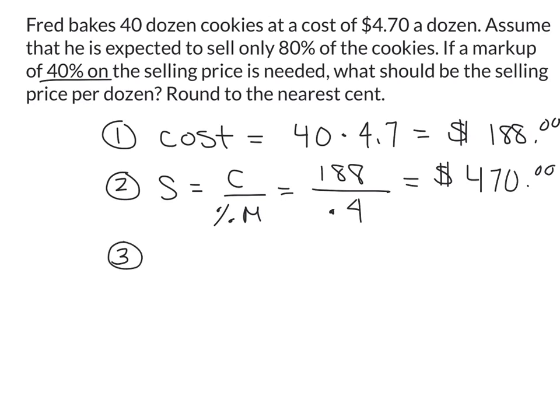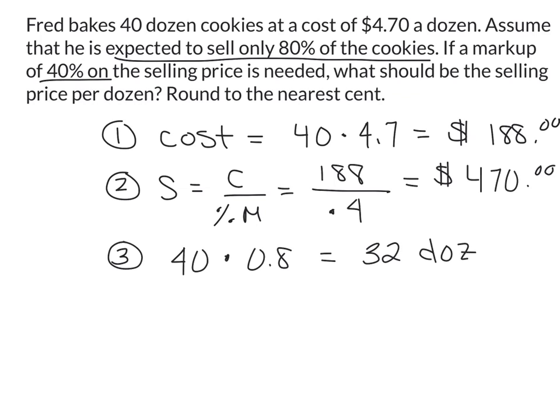Our next step is to find the exact amount of cookies that are to be sold. So if you notice in our problem, it's only expected to sell 80% of cookies. So we want to figure out how many cookies that is. To do that, we'll just multiply 40 dozen times 0.8, which is the decimal form of 80%, and we get 32. So this means that only 32 dozen cookies are going to sell.